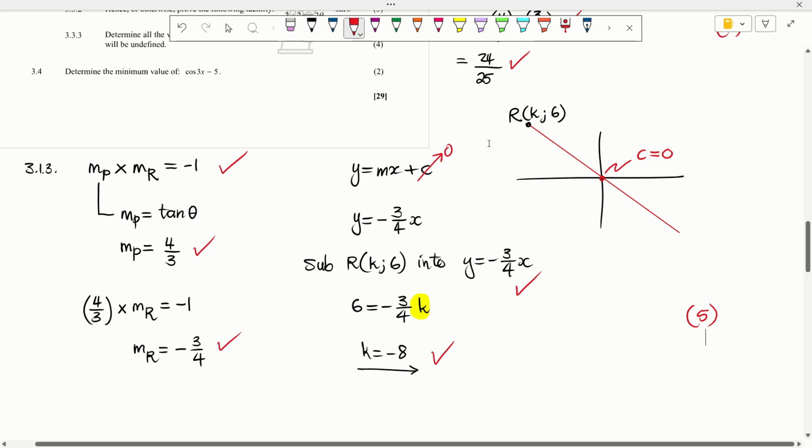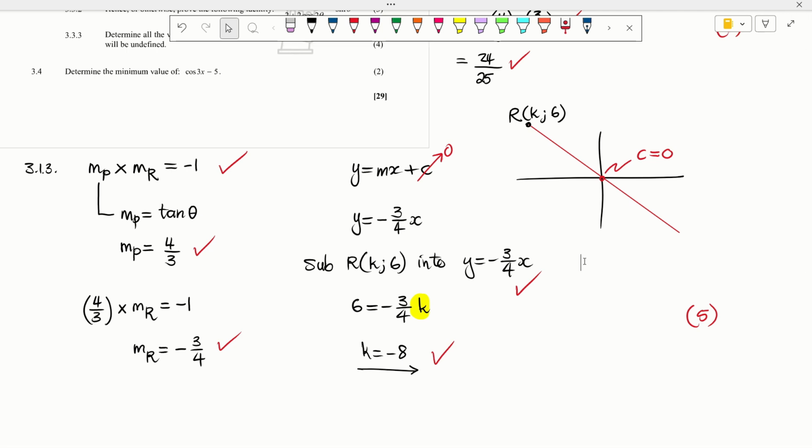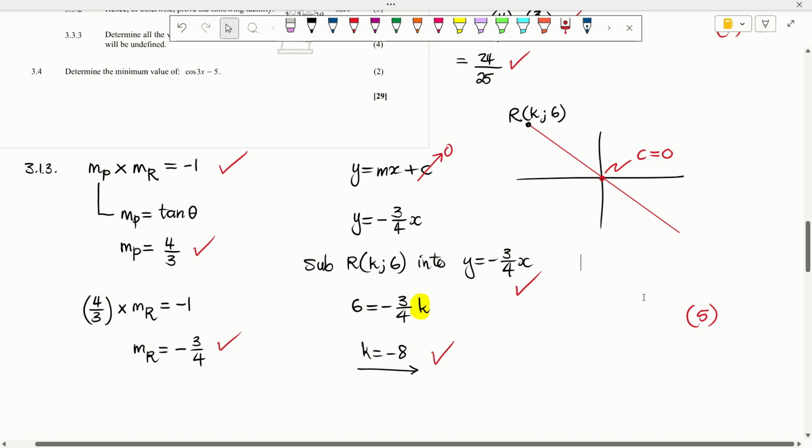So for an equation, how do you normally find the equation of a straight line? What do you do for yourself? How do you usually find the equation of a straight line? Let's say it's a question. By substituting any point on the graph, sir. Yes. Okay. Basically there's 2 ways you can do this.